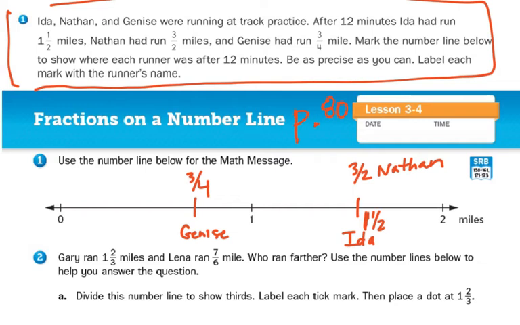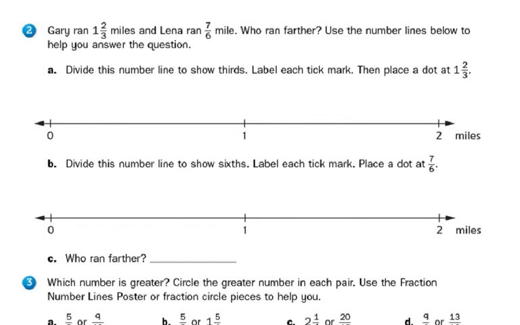Now, it says Gary ran 1 2/3 and Lena ran 7/6 mile. Who ran further? Use the number lines below to help you answer the question. It says divide this number line to show thirds. So here we go. Thirds. Be careful when you do this. Remember, not 3 lines, but 3 equal segments. 1, 2, 3. Label each with a tick mark.